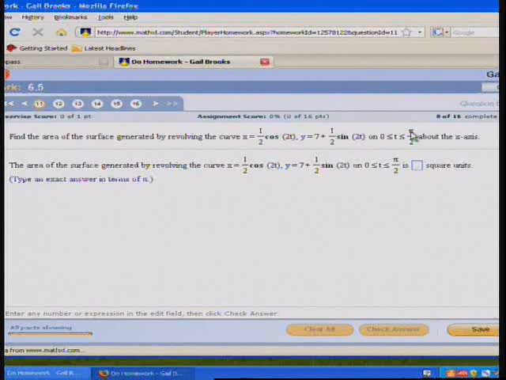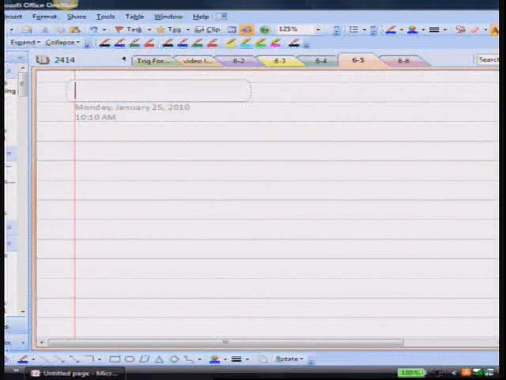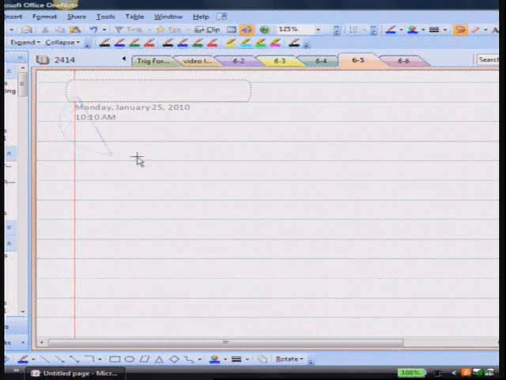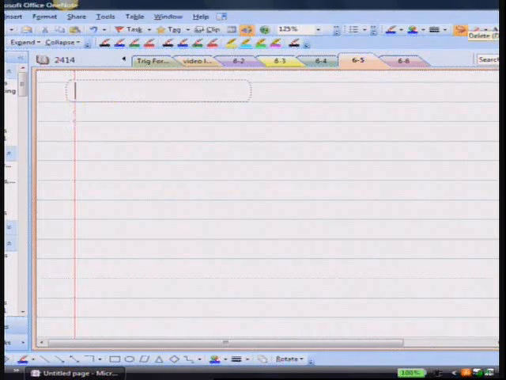Okay, we're looking at section 6.5, homework 6.5, number 11. It says, find the area of the surface generated by revolving the two curves that are given about the x-axis. And so it could be that this is just a computational problem, so it might be fun to watch me mess it up. All right. But I will do my best not to make a mistake. So this is 6.5, number 11.